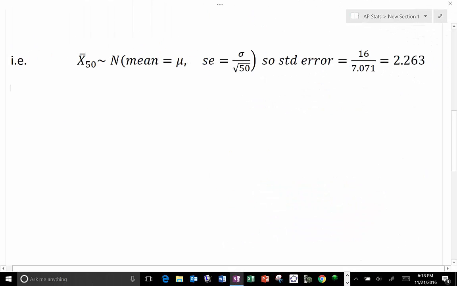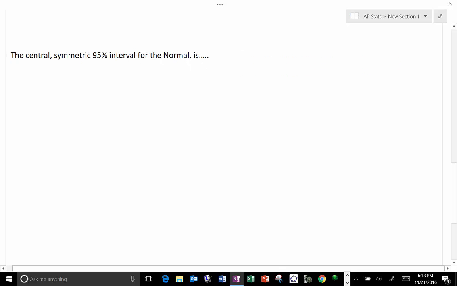So, in other words, the sample mean should come from a distribution whose mean is the same mu as the original population mean and whose standard error is sigma over root 50, which in our case is 2.263. In order to calculate the interval, we need to go back to chapter 2, the normal distribution, and try to figure out what numbers we need for the 95% symmetric interval.